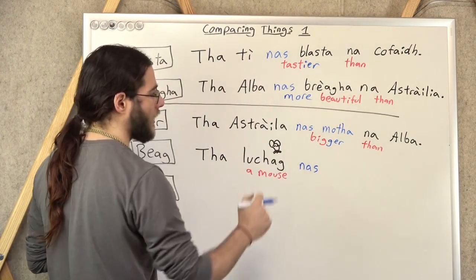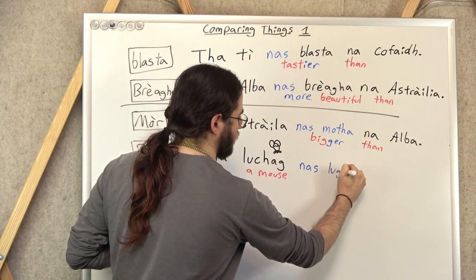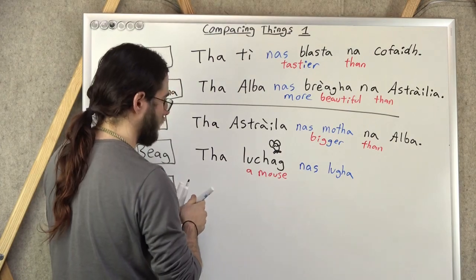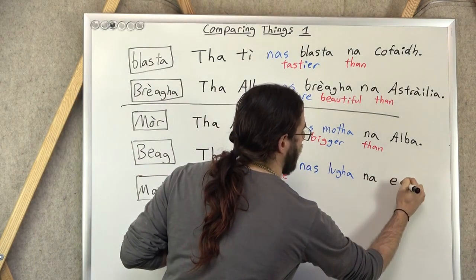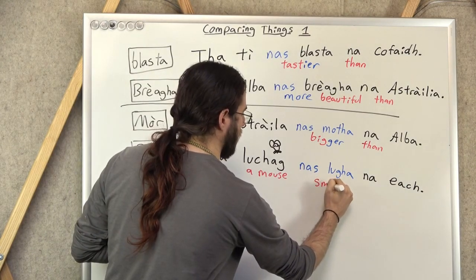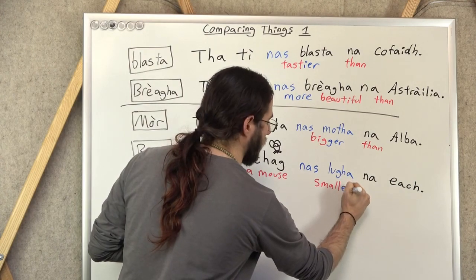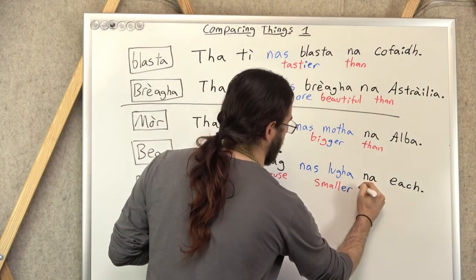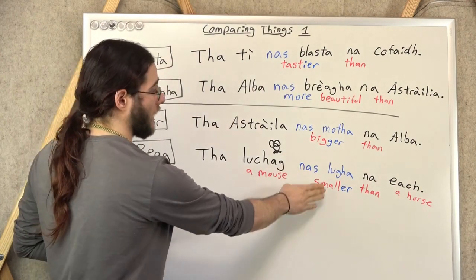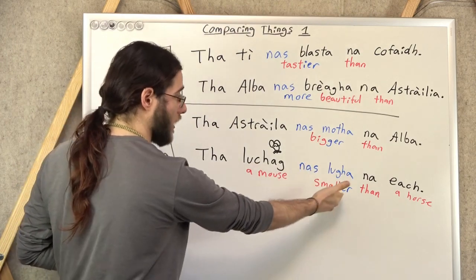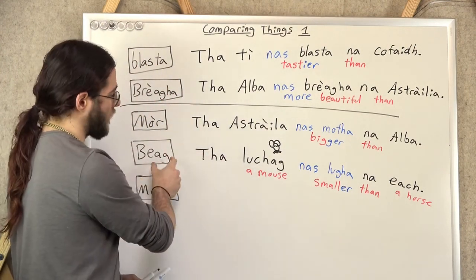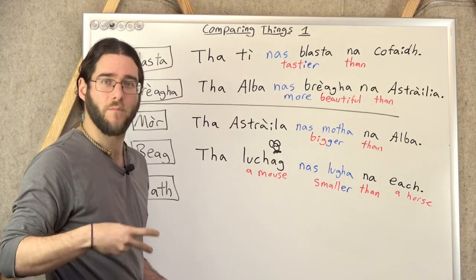We'll put nas here, just like in all the other examples, but beak is going to change. Beak. Nas luga. Na ech. A mouse is nas luga. Haluchak nas luga na ech. So beak is another one of these words that will change entirely when you're comparing things, when it becomes smaller.